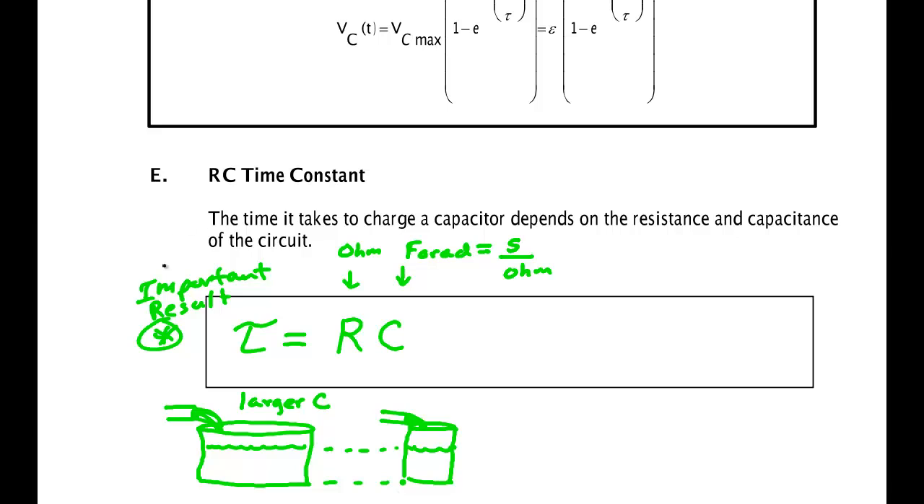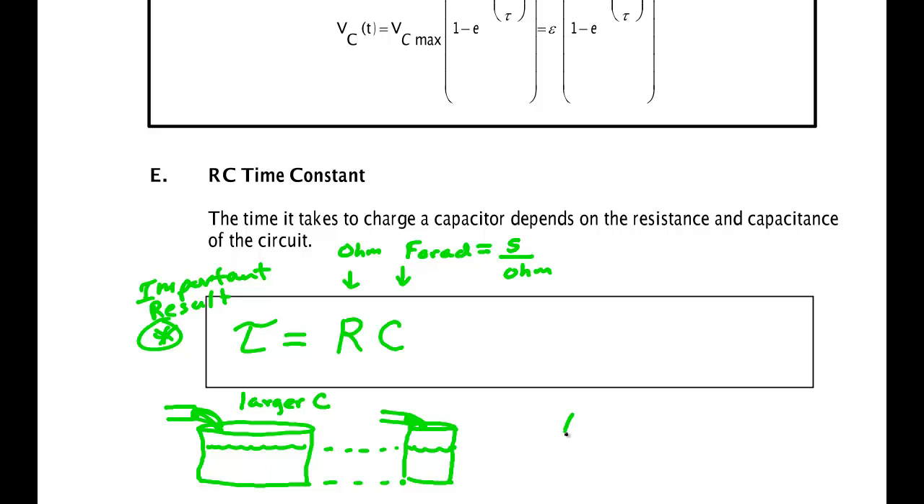So it will take a longer time to fill it. Make C bigger. It takes a longer time to fill that pool. In the same way, a larger capacitance takes more charge and therefore a longer time to fill that capacitor to the same voltage. Now, what's the resistor?